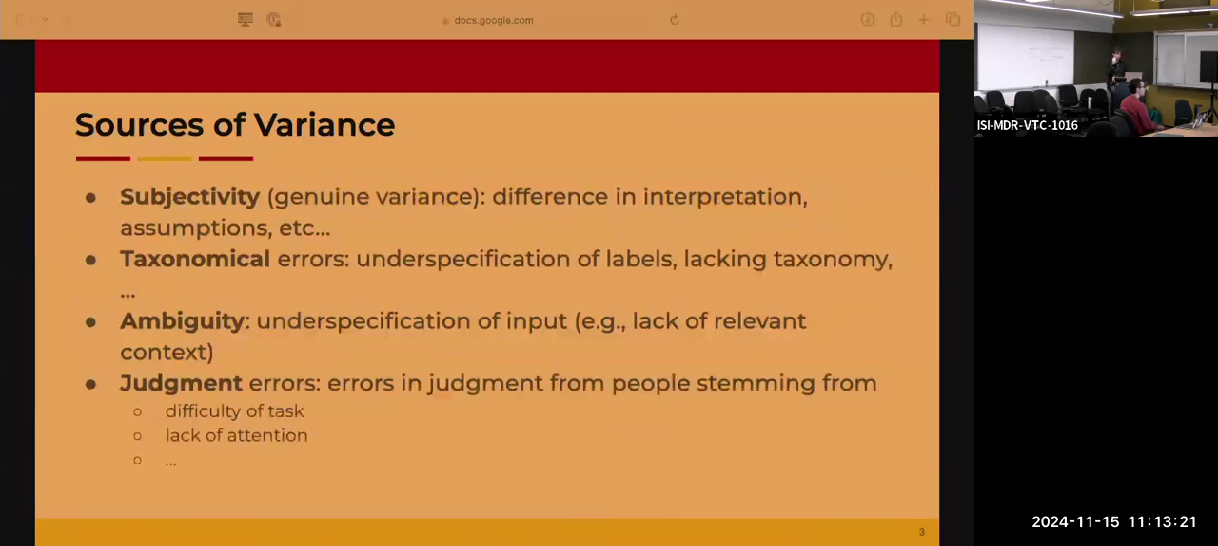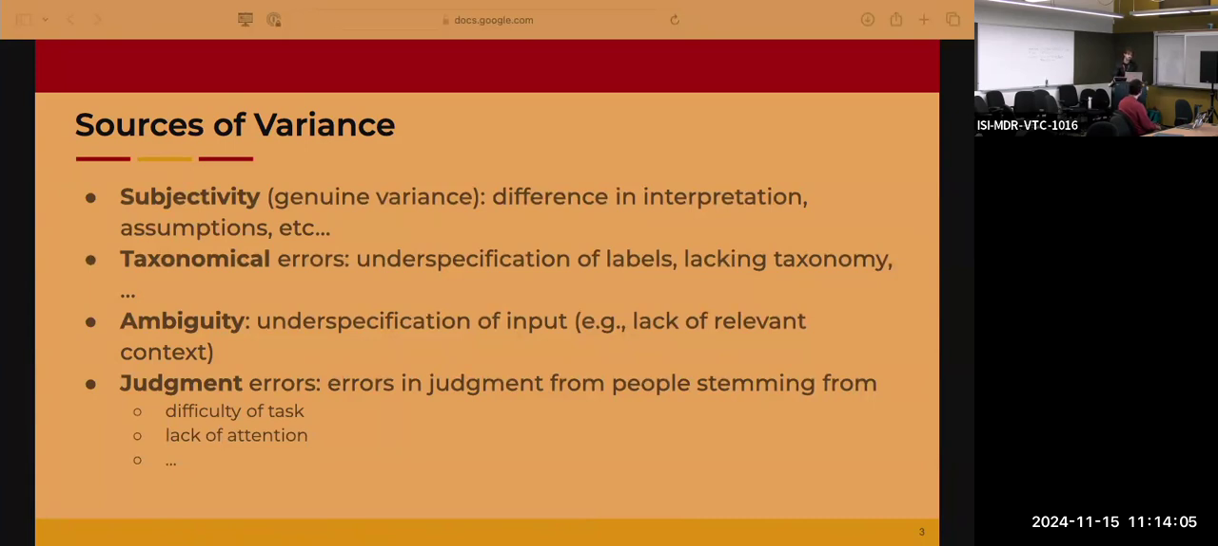So I would like to talk about the sources of variance that we see in these settings. The first one is, as we've already mentioned, subjectivity. This is the genuine variance we would like to model. And this can stem from differences in interpretation or assumptions, etc., between different people. The second one could be taxonomical errors. That's on the part of the dataset creation. So there we can have underspecification of the labels, causing them to be easily confused with one another. We may have a lacking taxonomy. So there is, for example, an emotion that should have been in the taxonomy. It's not there, it's very prevalent, and annotators need to map it to one of the existing ones, causing confusion.